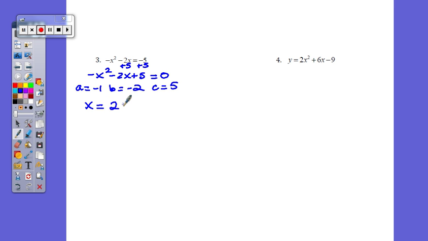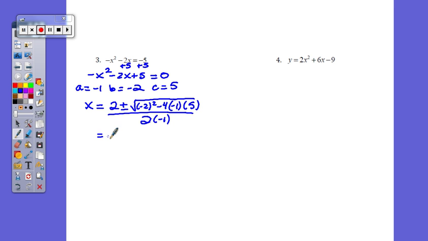We know that, right? So it's positive 2 plus or minus the square root of b squared, so negative 2 squared. Notice how I put that inside of parentheses. Okay, if you're squaring a negative number, you know that a negative times a negative is going to give you a positive. So b squared minus 4 times a times c, all over 2 times negative 1, 2a.